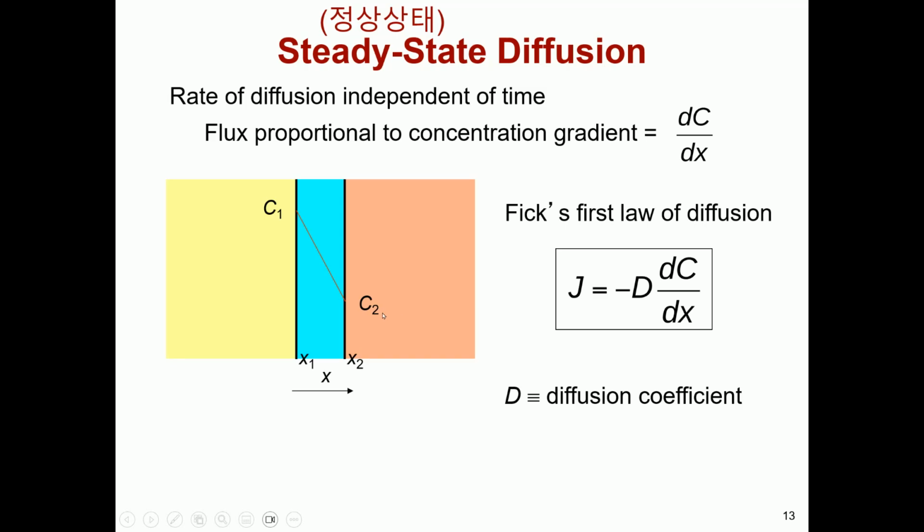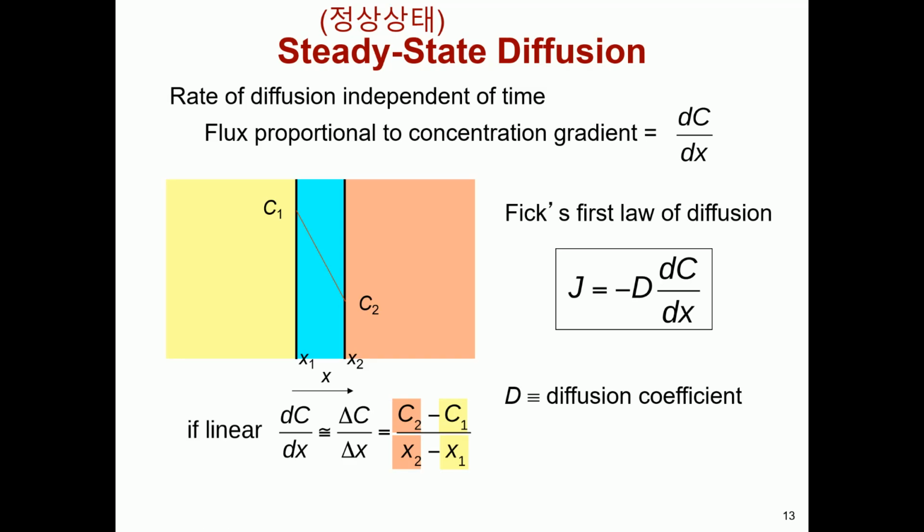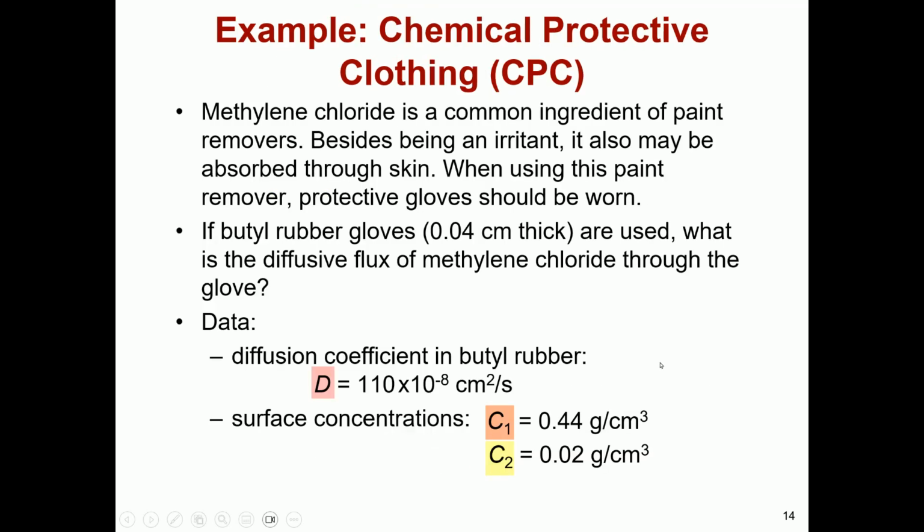So when the concentration profile is linear, we can approximate dC/dx as the finite difference of the concentration change. The diffusion coefficient D characterizes how easily atoms diffuse through the material. Large D means high flux, small D means low flux.